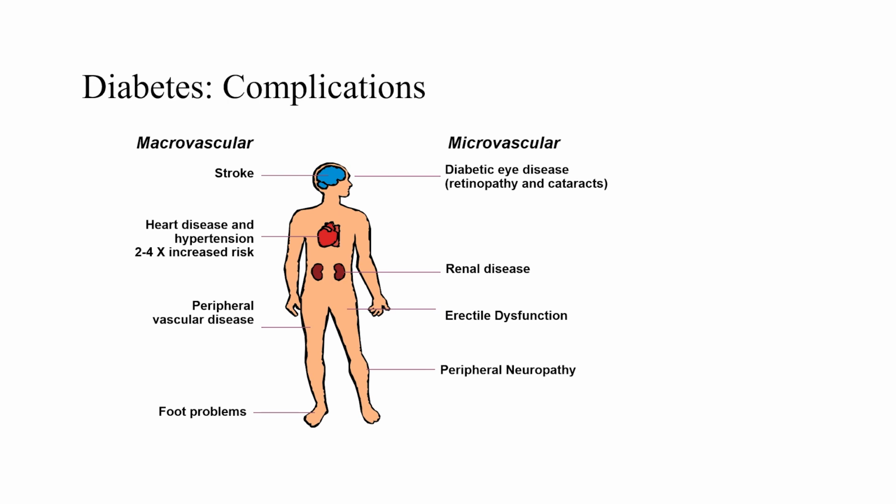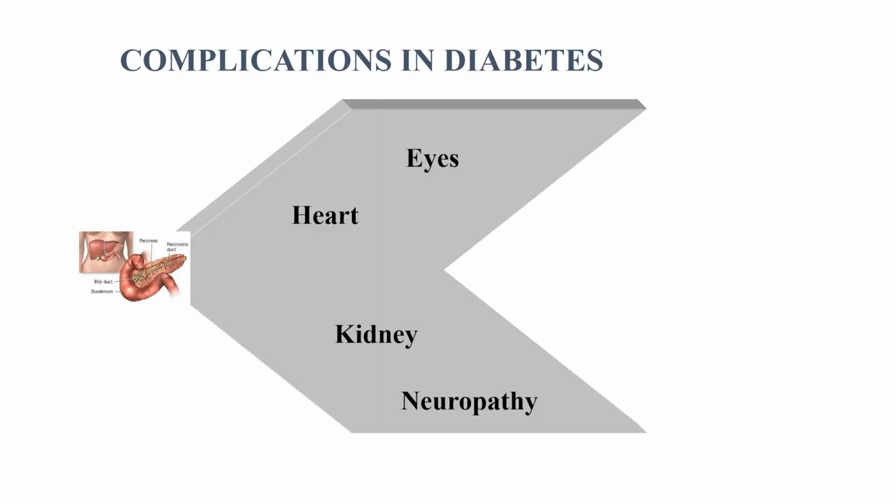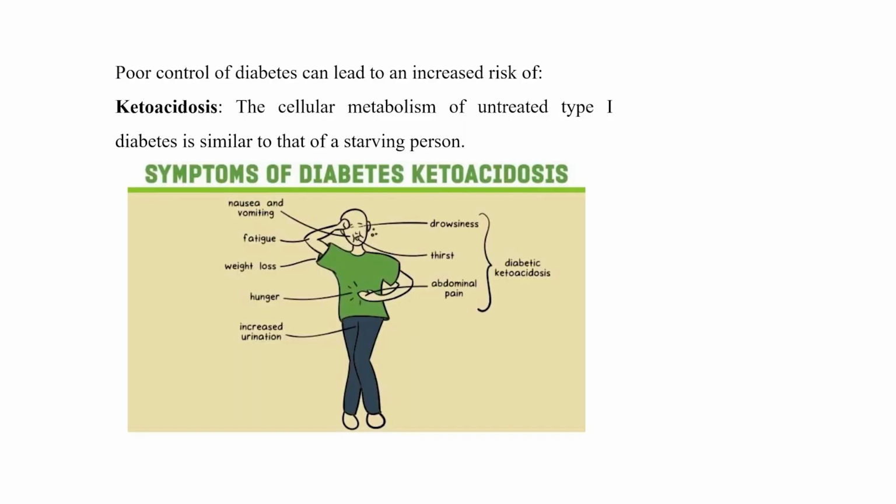There are various complications, because glucose is of prime importance as far as brain cells and muscle cells are concerned. Some complications occur which are mainly related to the cardiovascular system, stroke as far as the brain is concerned, peripheral vascular diseases, renal diseases, kidney dysfunction, peripheral neuropathy, and foot problems. All these complications generally occur because of the lack of glucose, and this is because of the deficiency of insulin. So collectively it's diabetes mellitus. Complications in diabetes are mainly the eyes, heart, kidney, and neuropathy.